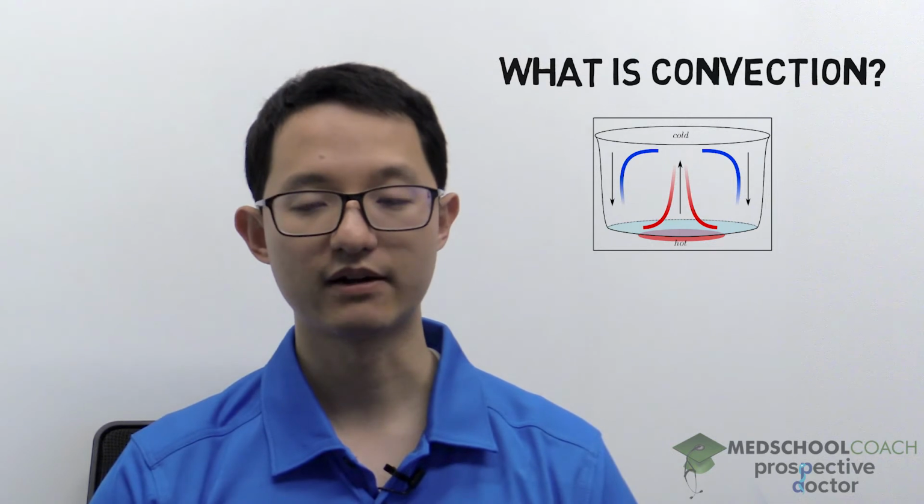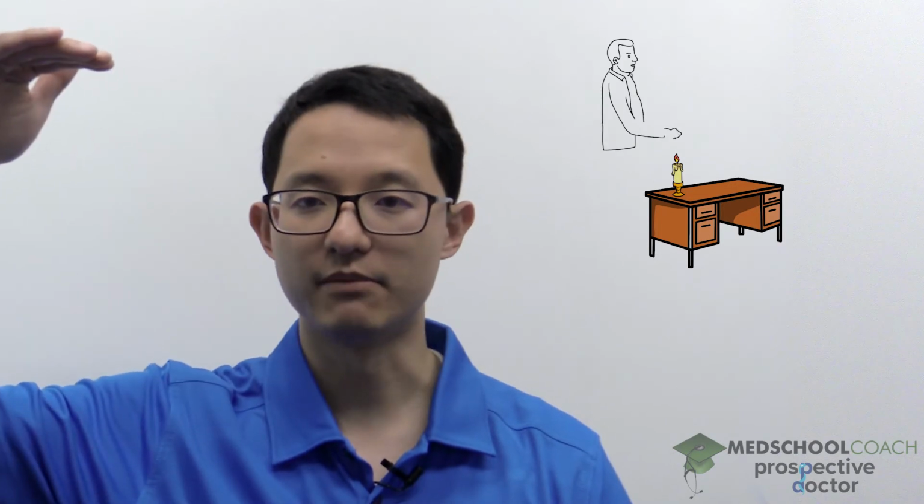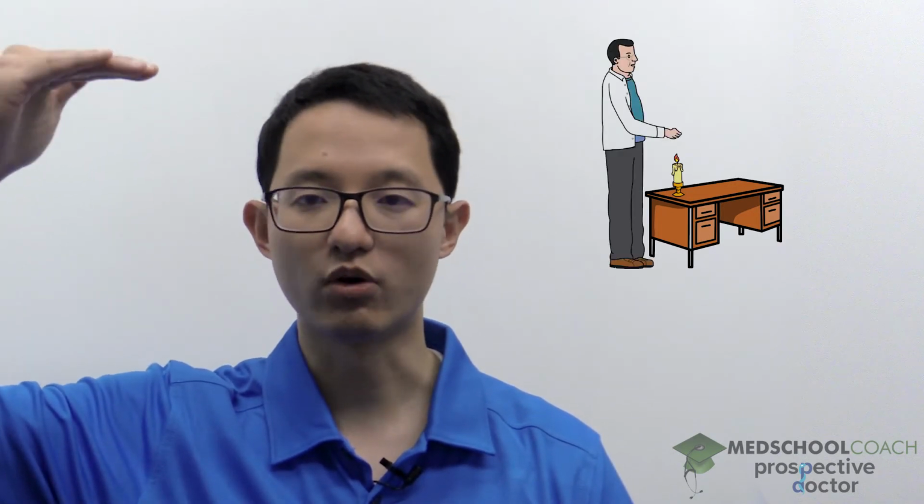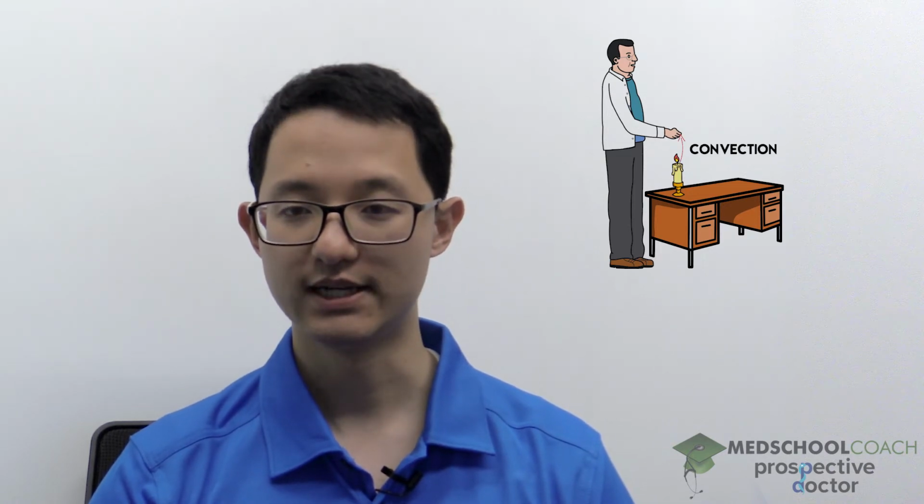So, as an example of how convection works, let's say you have a candle with a flame. If you take your hand and put it a couple feet above the candle, you're going to feel warmth. And since your hand is not in direct contact with the flame, this heat transfer is not due to conduction. It's by convection. So how is this happening?